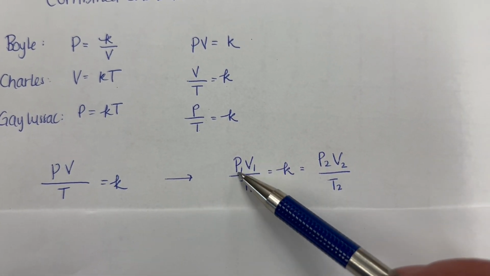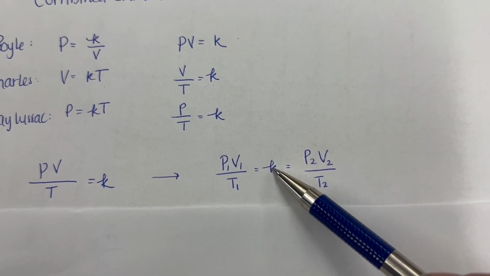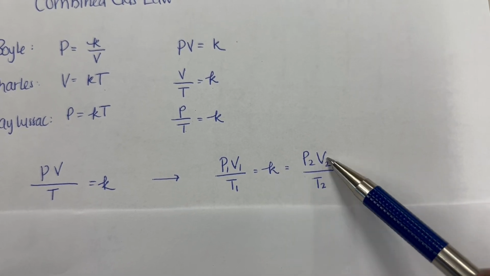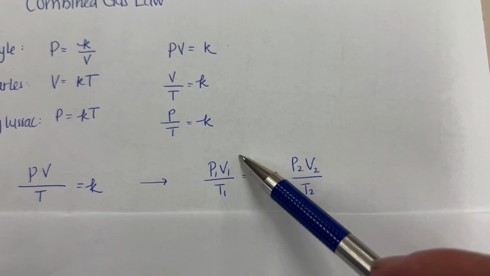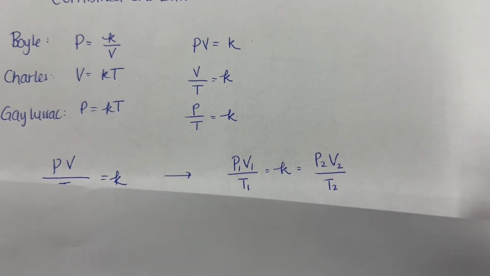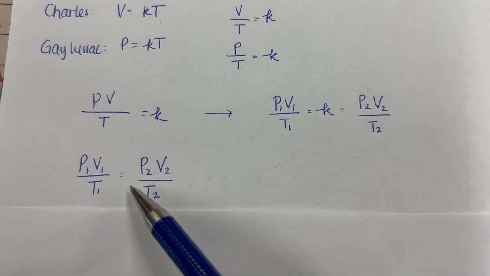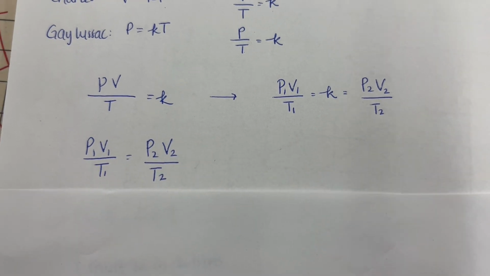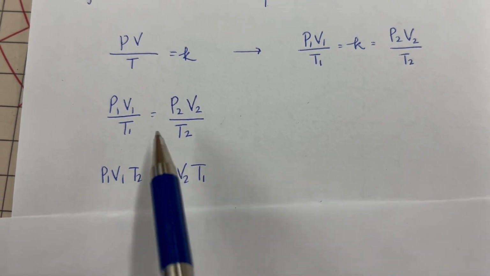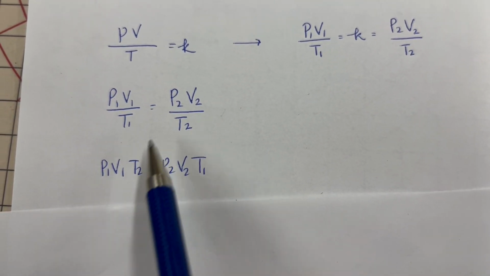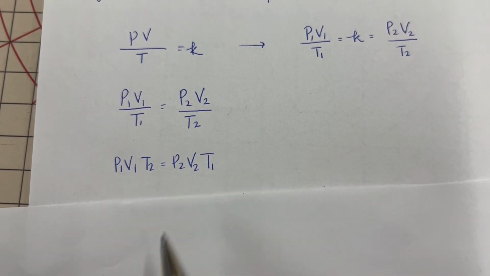So we can have an initial pressure, an initial volume, and an initial temperature equal to a constant. If I change one of these three variables, everything is going to change. So I have this half equation and this half equation, and I can combine them to make a statement that says P1V1 divided by T1 equals P2V2 divided by T2. To remove the fractions, we can cross multiply, and now we have P1V1 times T2 equals P2V2 times T1.